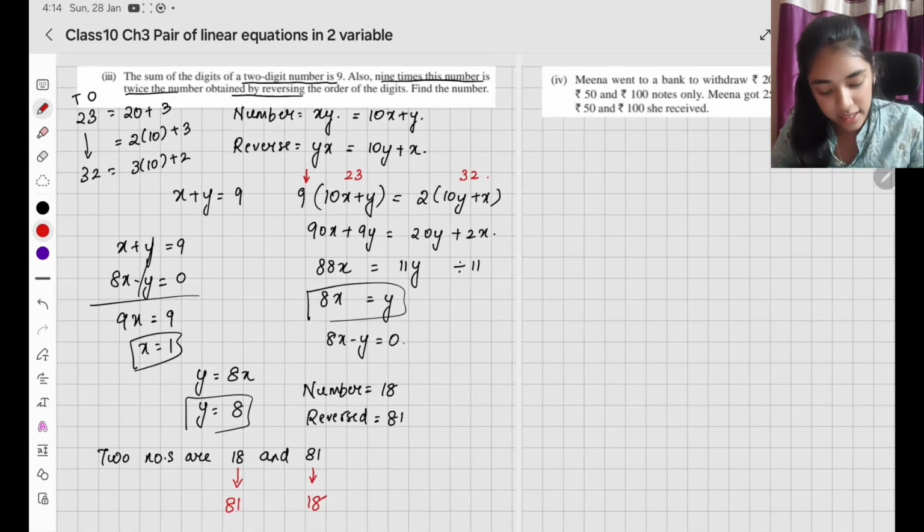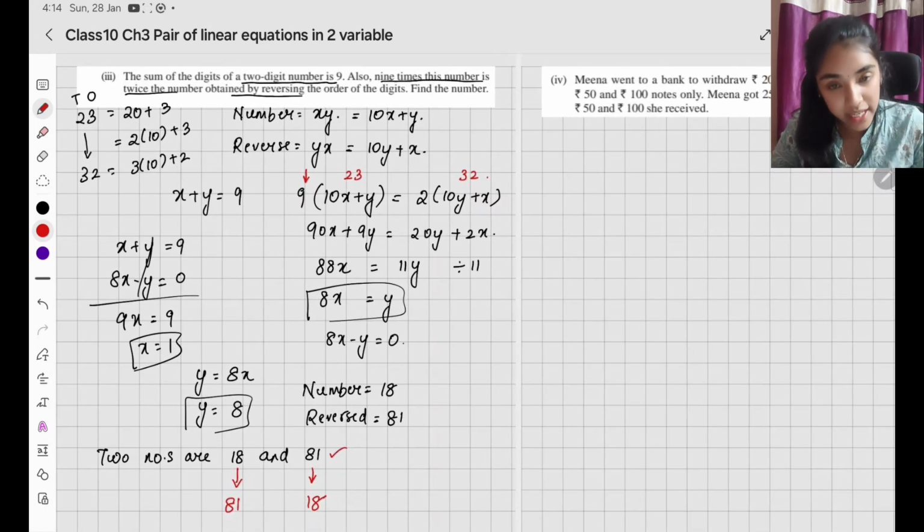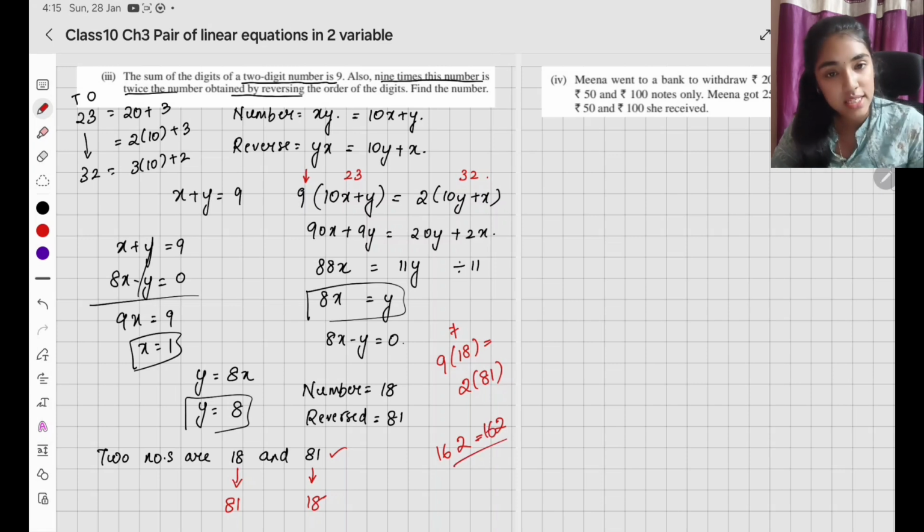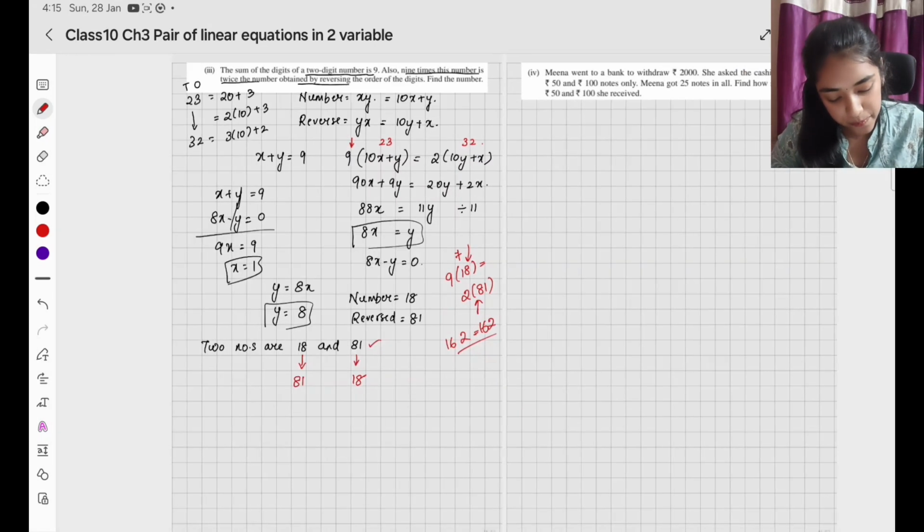Here, if we add the two digits, we are going to get 9. Correct? 8 plus 1 is going to be 9. And 9 times the number: we have 9 times the number, which is 18, is going to be twice 81. Correct? We have 9 8s are 72, 9 1s are 9, plus 72 is going to be 162, equals 2 1s are 2, 8 2s are 16, so we have 162 and 162. So 9 times the number is going to be 2 times the reversed number. Okay? Correct? So this is going to be the case. Please copy.